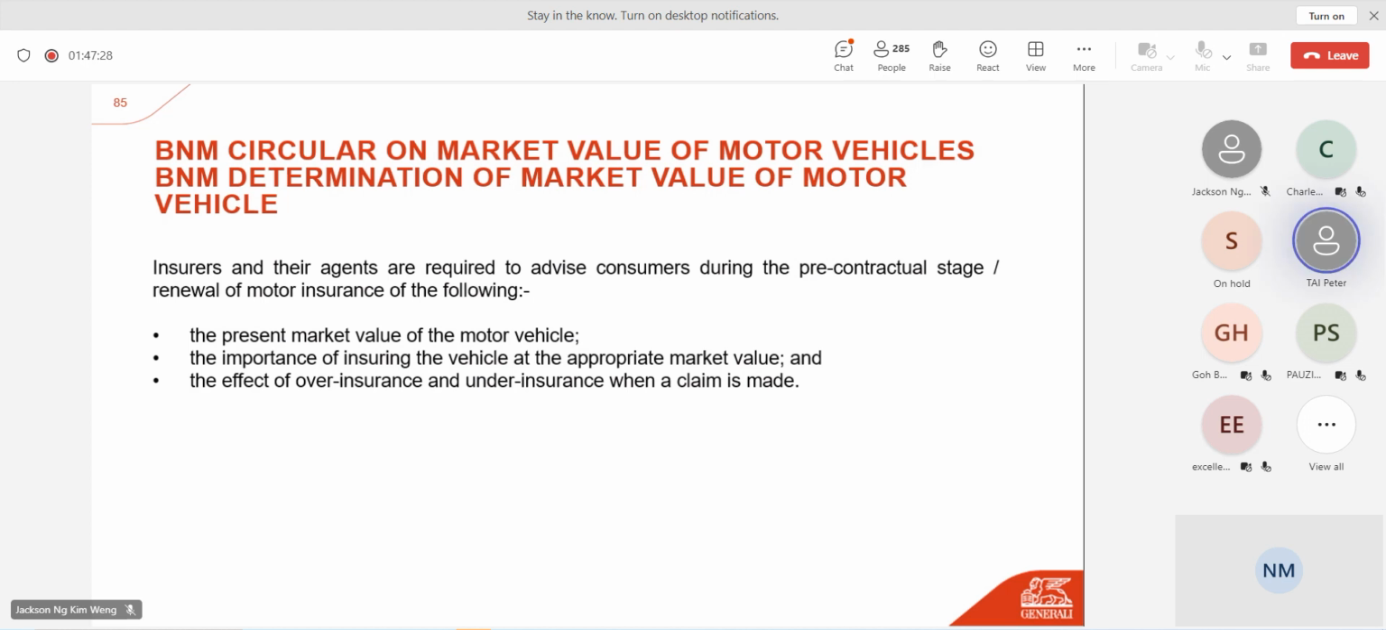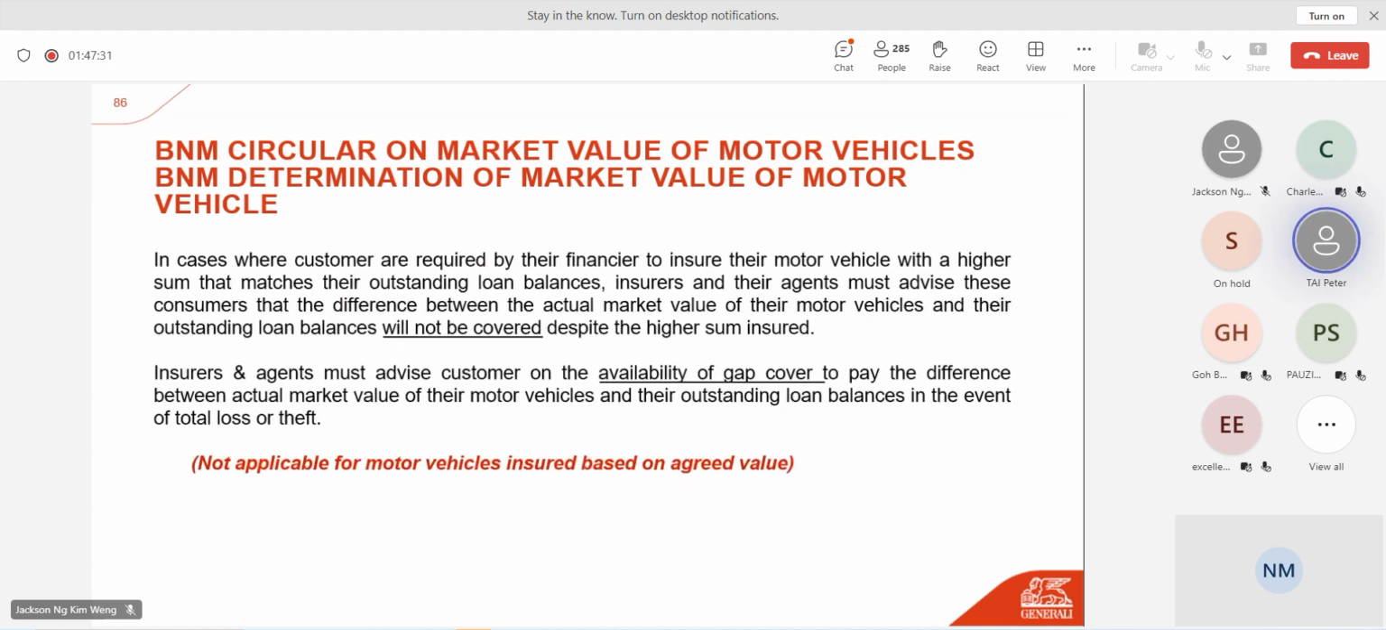Next slide, Jackson. So basically, if you base it on agreed value, then there's really no more argument, because the agreed value is a value that is given by the underwriter, and in the event of a claim, the full agreed value must be paid. So in order to avoid all the arguments, please go on agreed value, if the market value is too low in accordance to the sum insured that you want to insure. Next.